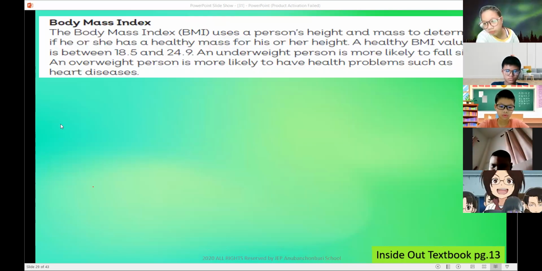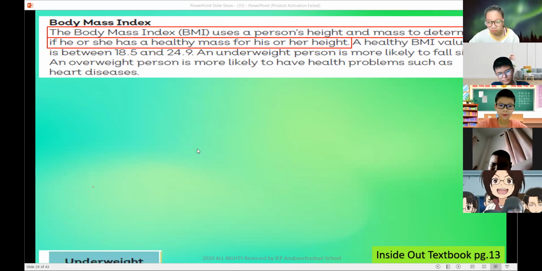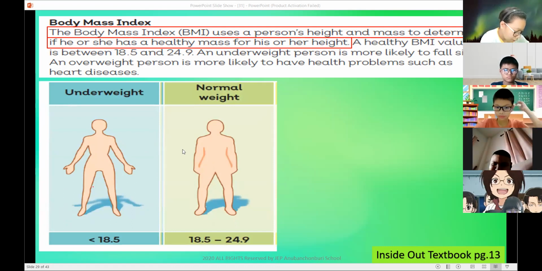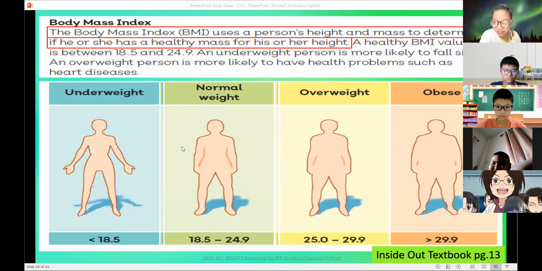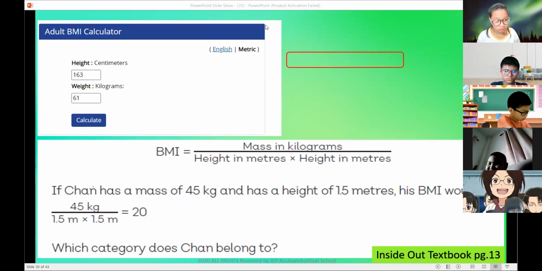Okay, so here we have body mass index. If you have your book, you can open it to page 13. BMI, body mass index. We compute this so that we will know if we are underweight, normal weight, overweight, or obese. Below 18.5 is underweight. Normal weight is 18.5 to 24.9. Please open your book so that you'll be able to follow along with me. 25.0 to 29.9 is overweight, and obese is above that.